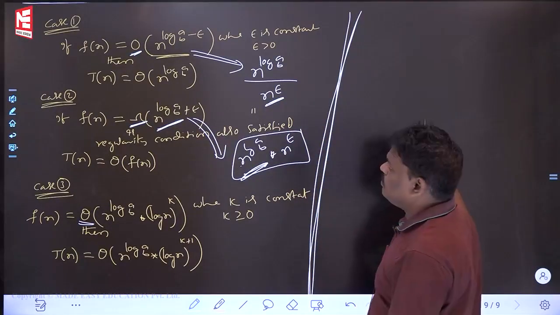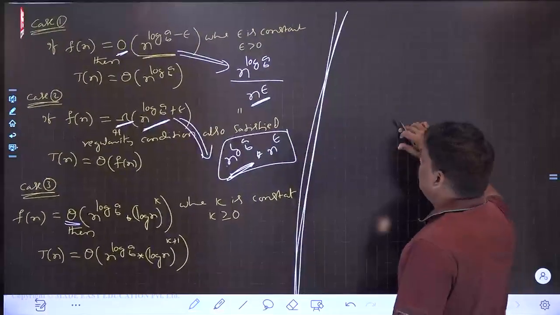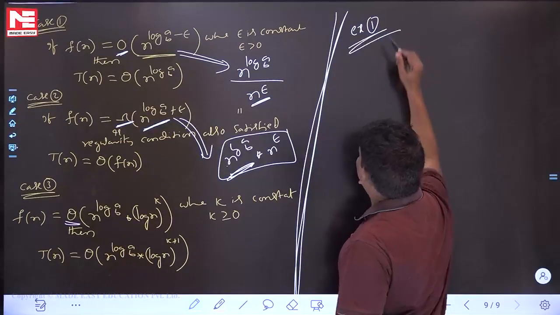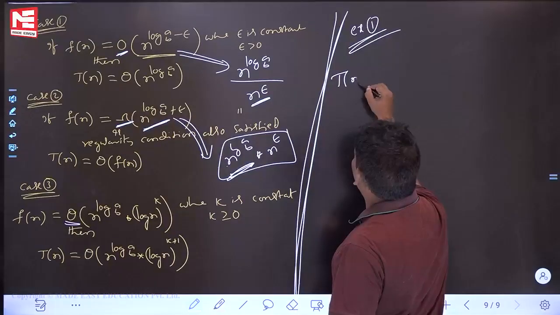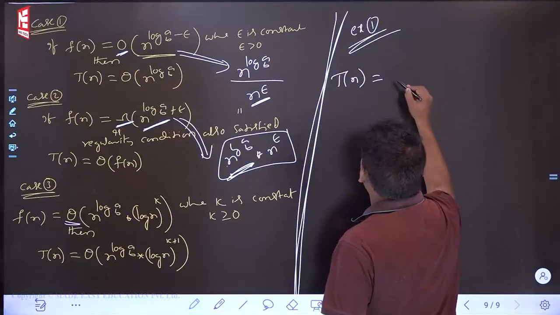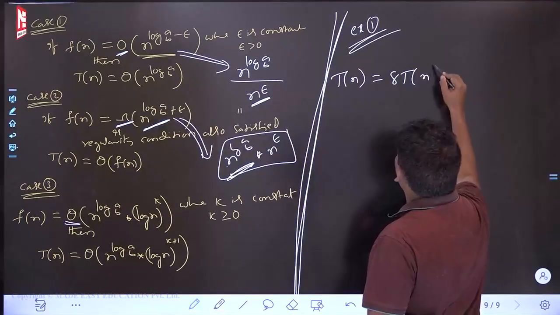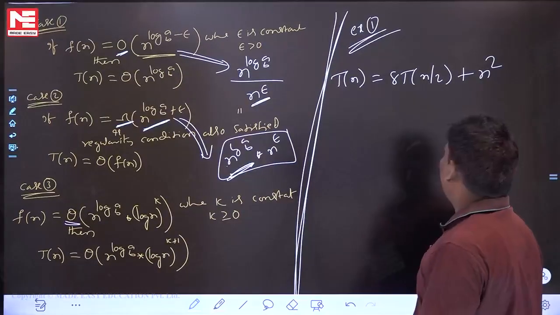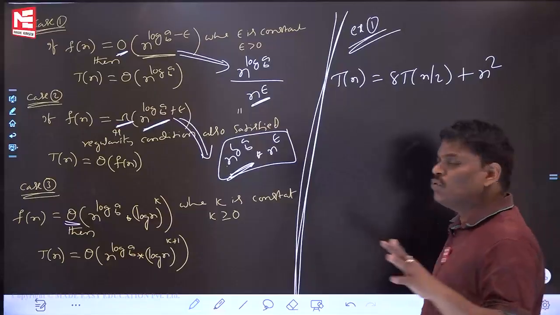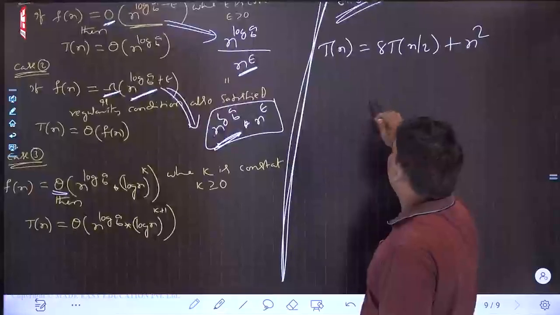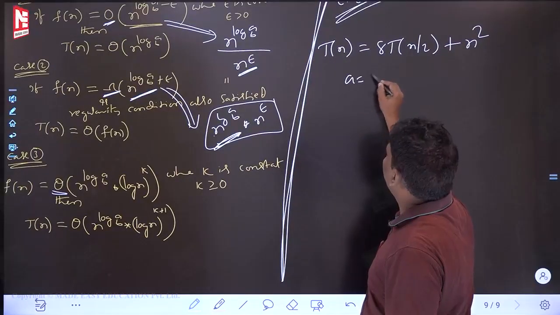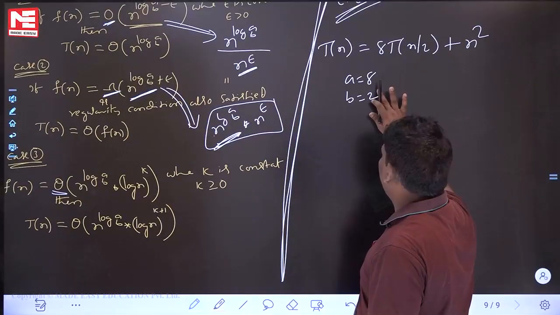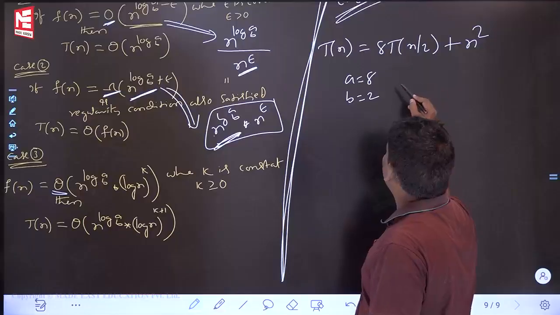Let's start. See the first problem, very simple now. Example 1: T(n) is equal to 8T(n/2) plus n square. It is the recurrence relation. How do we solve this recurrence relation using master theorem? What is A? 8. What is B? 2. That is fine, A is there, B is there. Now let's see this one. What is f of n?